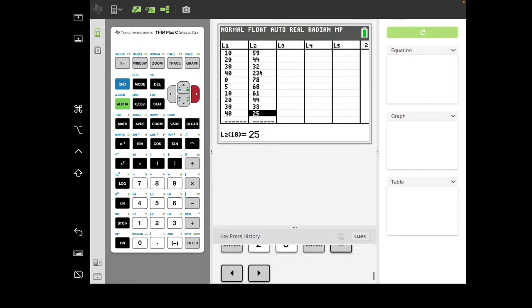Once you've entered your values, you're going to press stat again. Pause the video if you still need time entering these values, and once you're done, come back. Now that you've entered all your values, you want to press stat first.